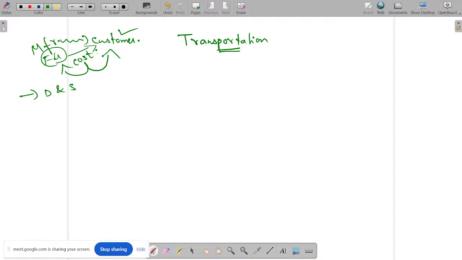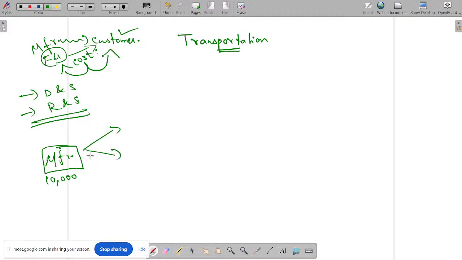Sometimes we will call it demand and supply, and sometimes requirement and supply, whatever it is. Just imagine this is a manufacturing area. There is only one manufacturing area, and every month it produces 10,000 units of cars. From here it has to supply to three depots or three showrooms, whatever it is. Let me name them depot 1, depot 2 and depot 3. In the first depot there may be a need of only 2000 cars, in the second depot a need of 7500 cars, and in the third depot a need of 500 cars.